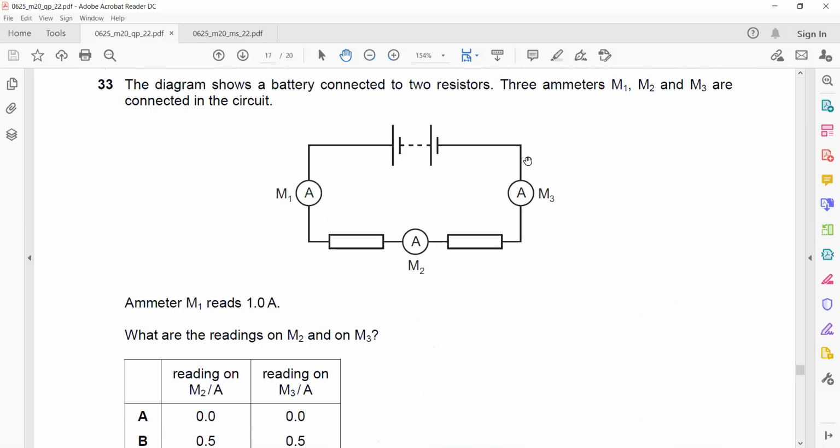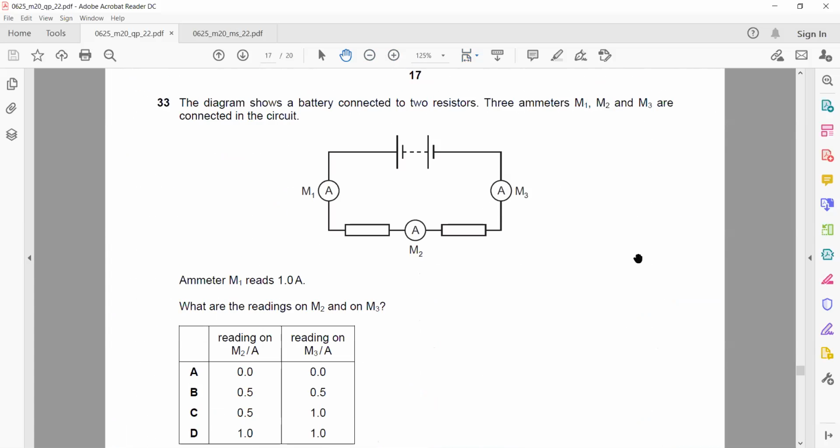The diagram shows a battery connected to 2 resistors. The 3 ammeters M1, M2 and M3 are connected in the circuit. Ammeter M1 reads 1 ampere. What are the readings of M2 and M3?